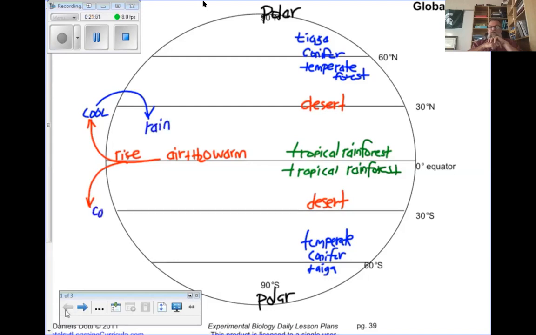Same thing is happening right around 30 degrees latitude in the south. That air cools, drops, and it creates rain. So we have lots of rain falling on both sides of the equator. We have very high energy, very high direct sunlight, high temperatures, perfect location for tropical rainforest. And they support hundreds of thousands of species and animals, our most diverse area.